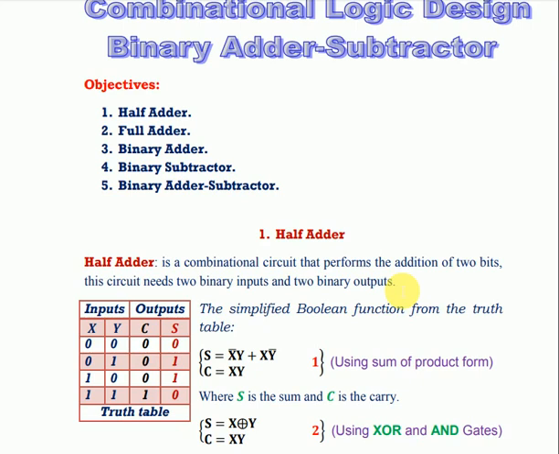As you see, S is equal to x complement y plus x y complement. Basically this is the exclusive OR gate output. So S is equal to x exclusive OR y and C is equal to xy.